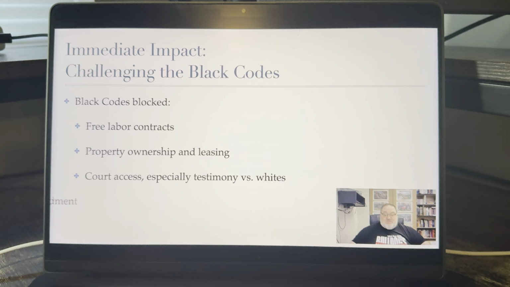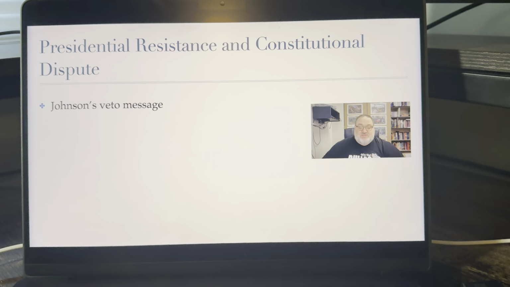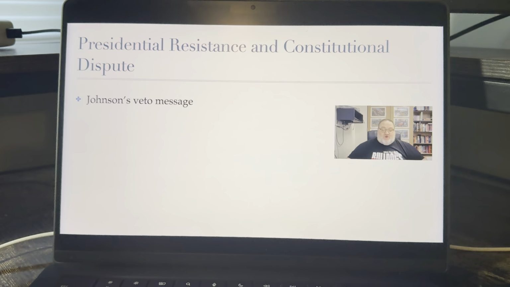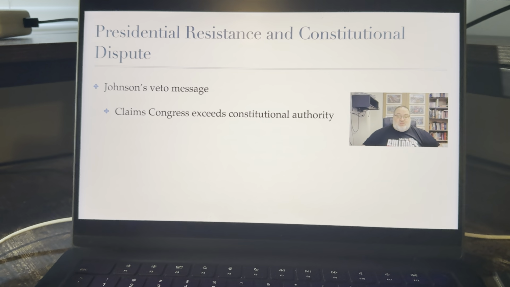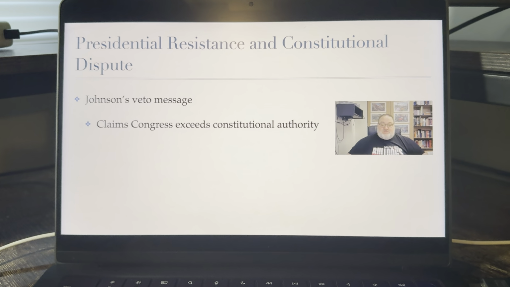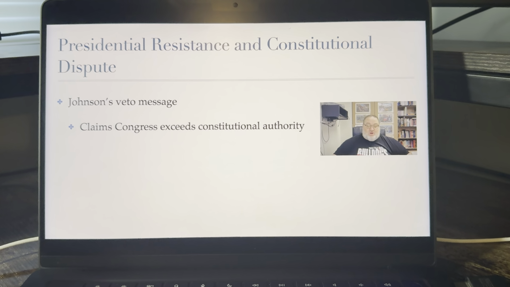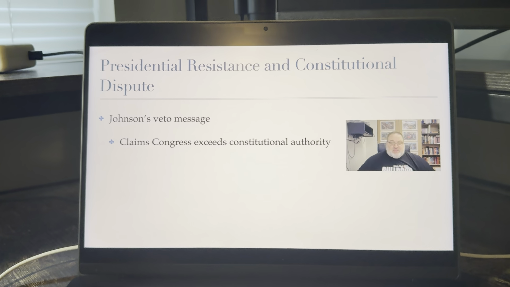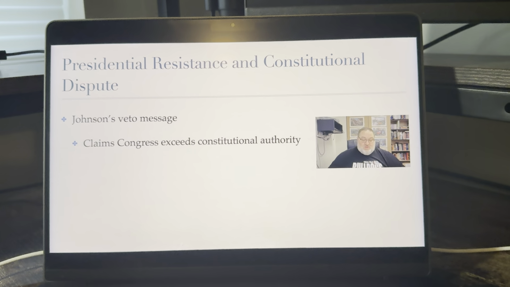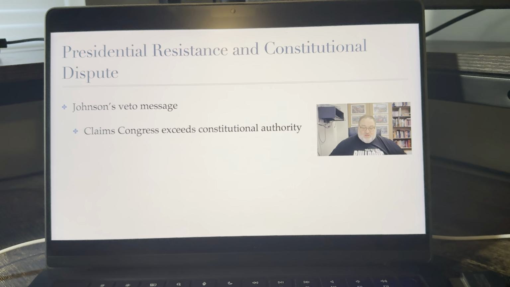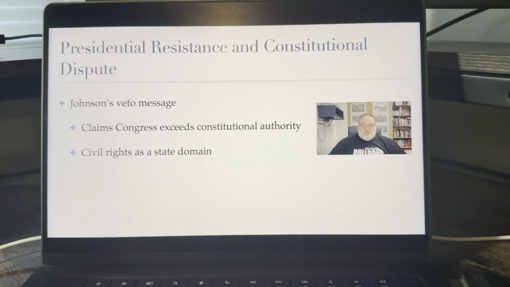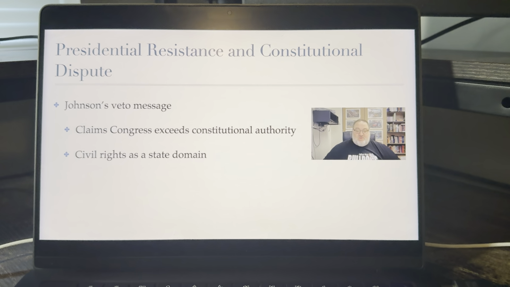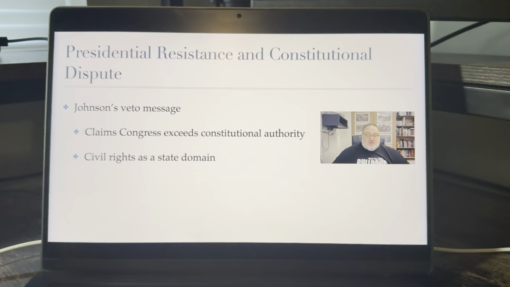President Andrew Johnson responds with a lengthy veto message that crystallizes the opposition. He makes two kinds of arguments. Constitutional argument: Johnson claims that civil rights, especially those related to contracts, property, and local legal processes, are matters reserved to the states. From his perspective, a national law that standardizes civil rights effectively destroys state autonomy and imposes a centralized regime that the Constitution does not authorize.